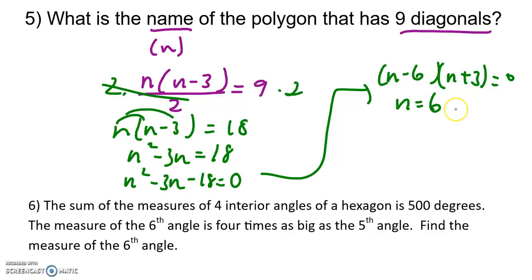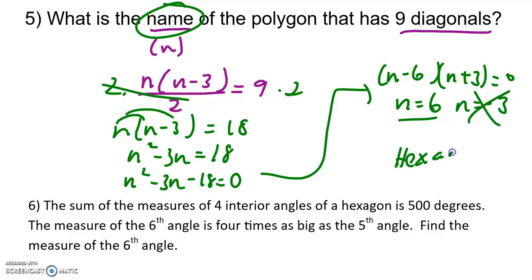So two possible answers would be positive 6 and negative 3. But because we're talking about number of sides, the negative 3 doesn't make sense. So we have 6 sides, so the actual answer for the name would be a hexagon.